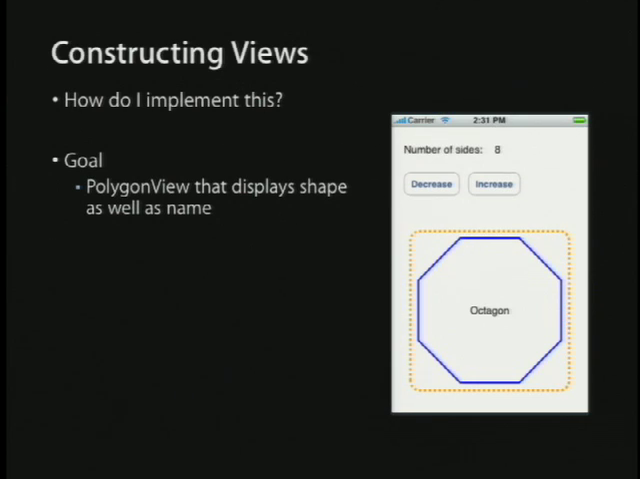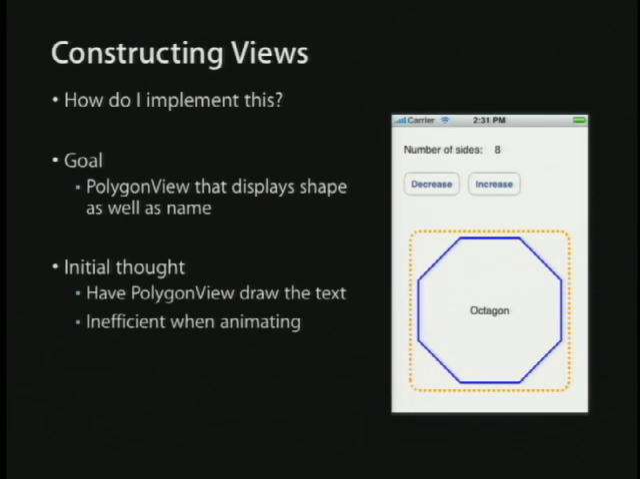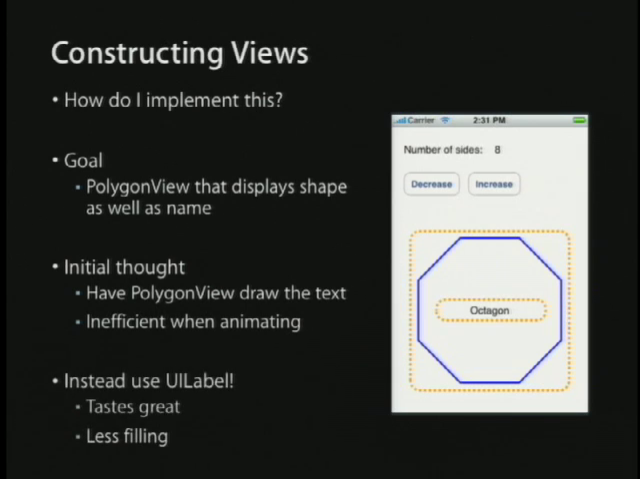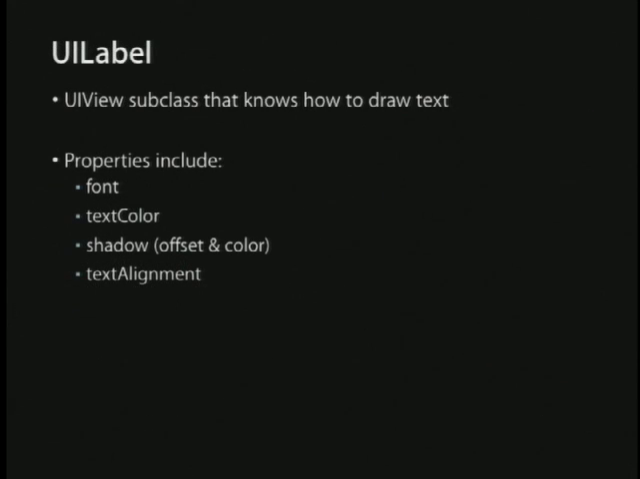So as I said, we've got this polygon view that displays the shape and the name. We probably don't want to just draw the text right in there. That would be inefficient when we're animating. So instead, we'll use UILabel, which knows how to draw text all by itself. It has a whole bunch of properties that do some really cool things, including letting you set the font, the text color, the shadow offset, and the shadow color. If you look at a lot of the text on the iPhone, much of it is either embossed or looks like it has a little shadow. For the most part, that's always UILabel doing that drawing. And you can just use UILabel and get that behavior yourself.